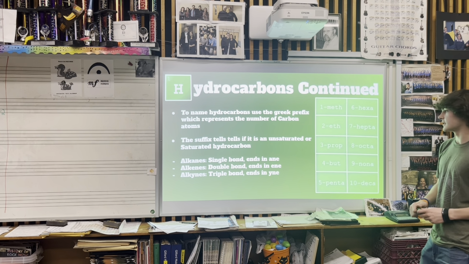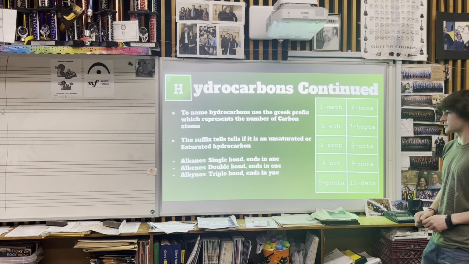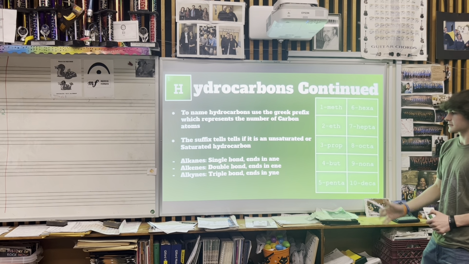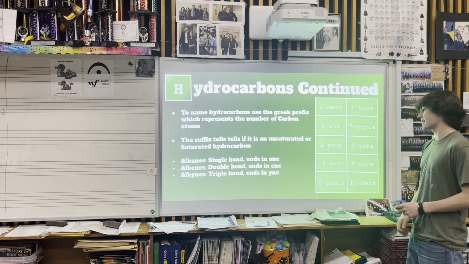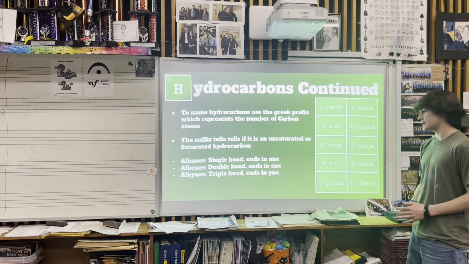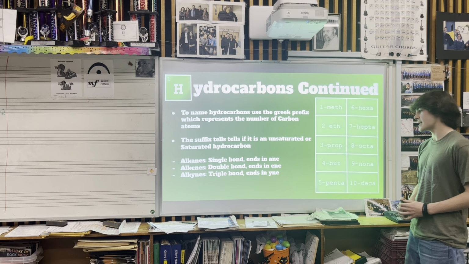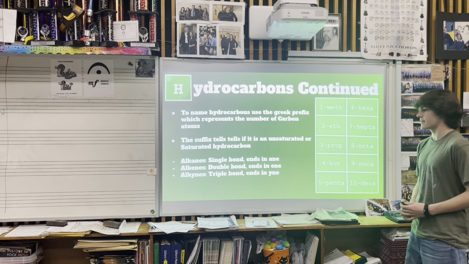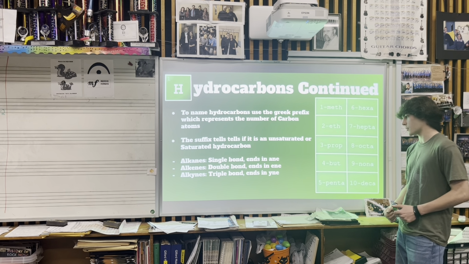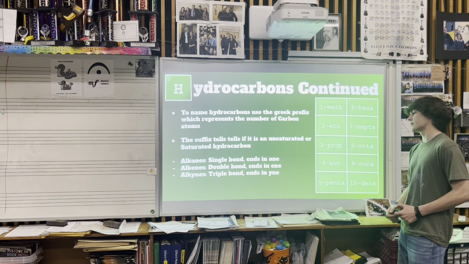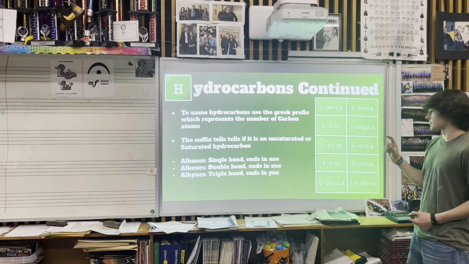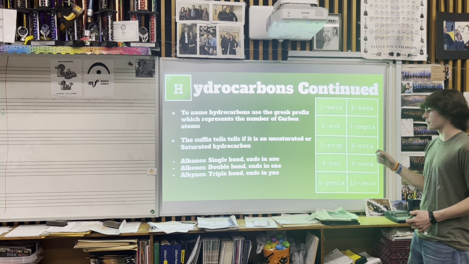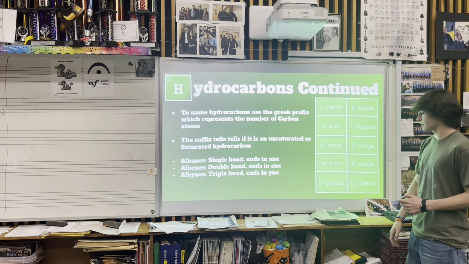So the suffix tells you if it's an unsaturated or saturated hydrocarbon. Alkanes mean a single bond, and end in A and E, so ane. Then you have the alkenes, which have a double bond and end in E and E, which is ene. And then alkynes, which show a triple bond, end in Y and E, also known as yne. And by the way, there's no such thing as methene or methyne because there's only one carbon atom.